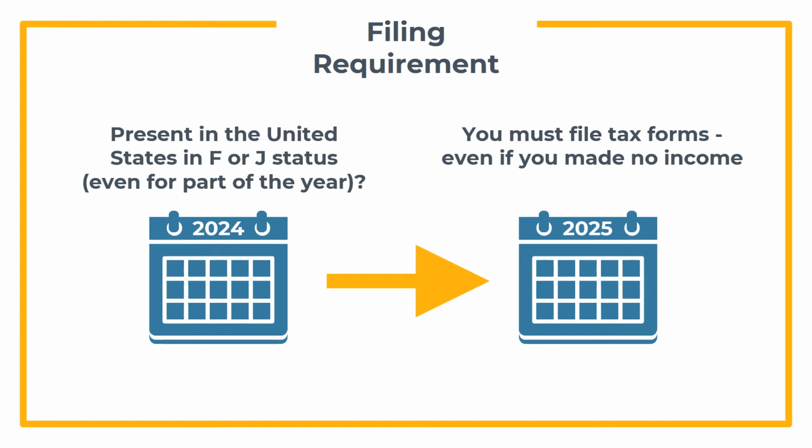Remember that if you were present in the U.S. in F or J status in 1 calendar year, you are required to file tax forms in the following year. If, for example, you arrived in December of 1 year, it still counts as being present in that year, so you'll have to file tax forms in the following year, and you need to file even if you did not make any income.